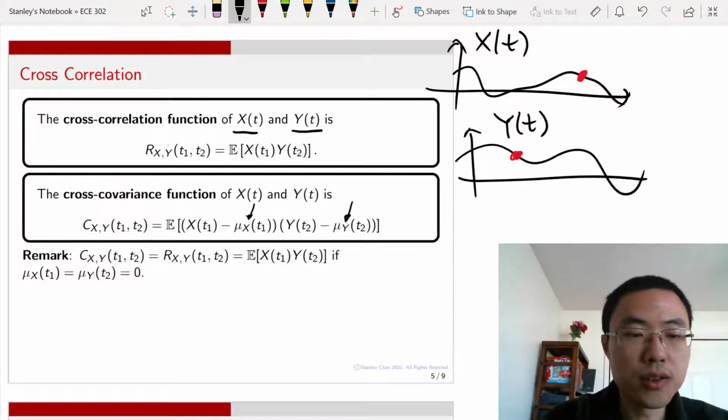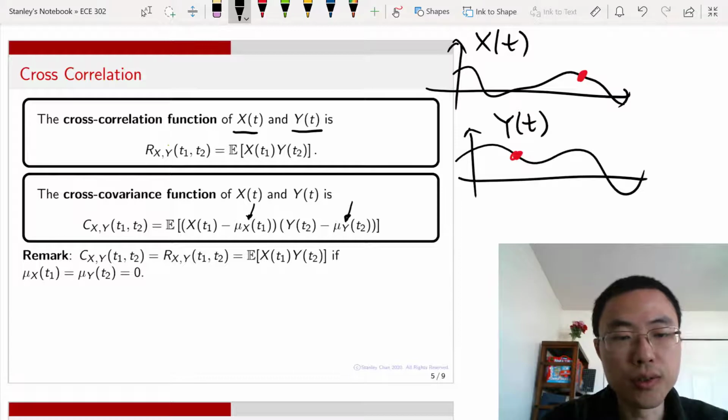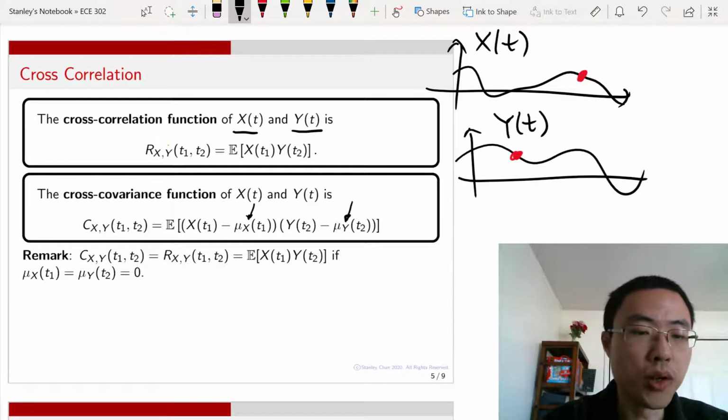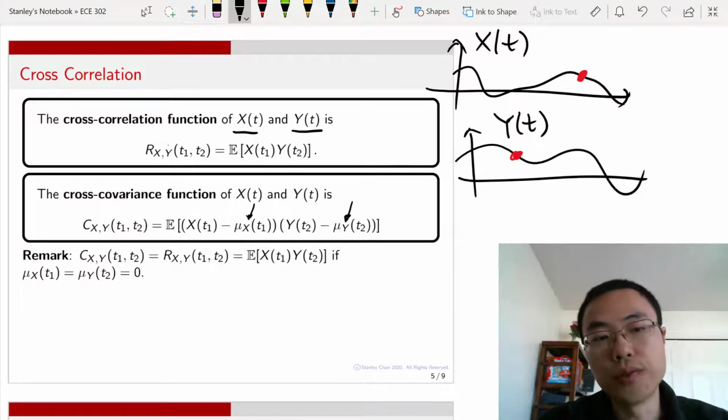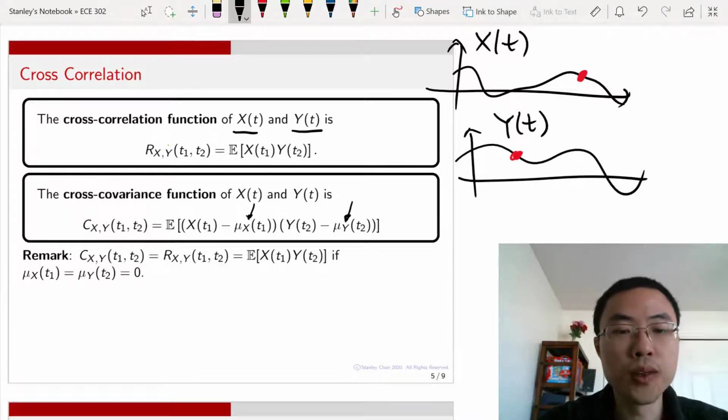So a remark here is that the cross-covariance function is the same as the cross-correlation function if the two mean functions are 0. That also applies to the autocorrelation function. When the means are 0, the covariance equals the correlation.